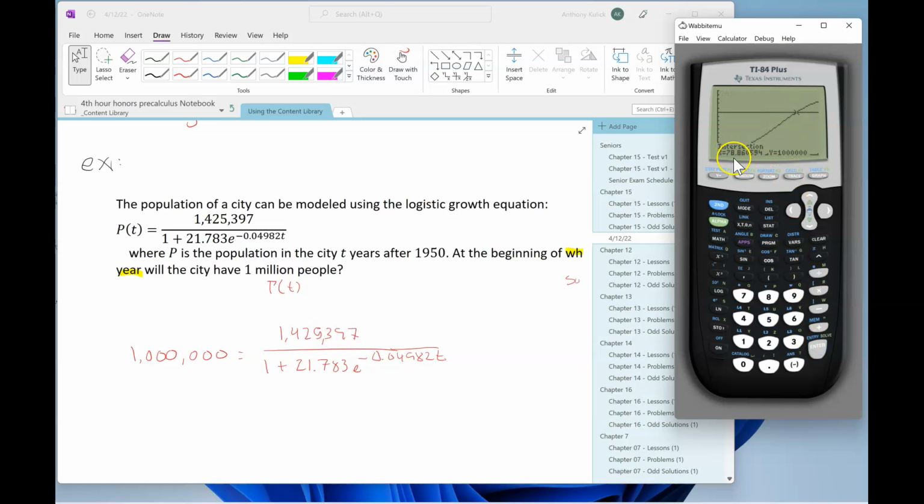So 78.86, that's not the number it was supposed to be, because I probably goofed up one of these things when I typed it in here. What did I goof up? 1.4, oh yeah, there it is. 1.425. There we go.